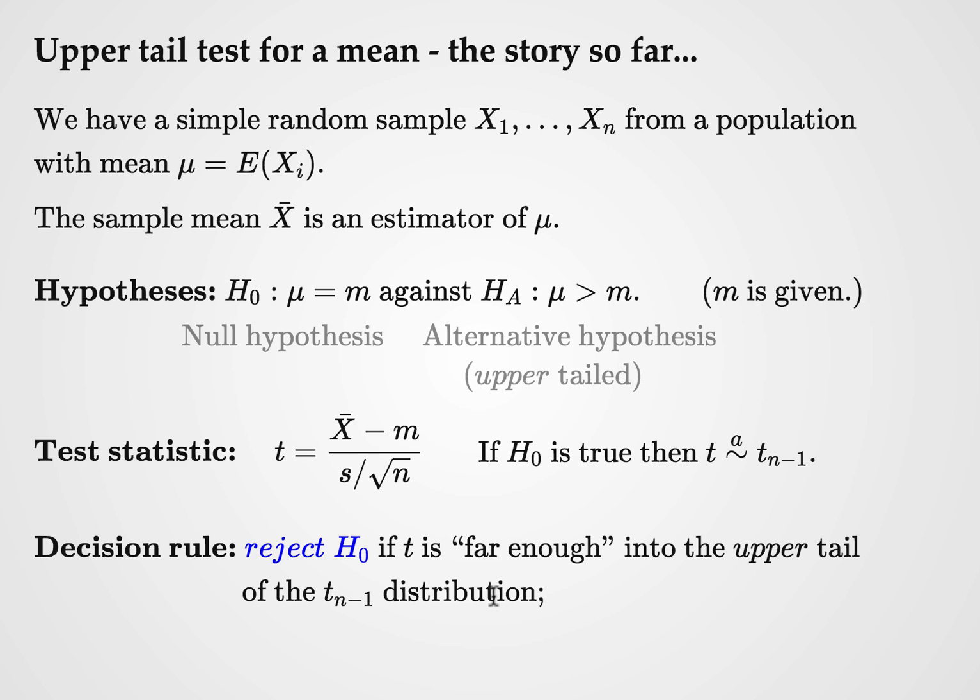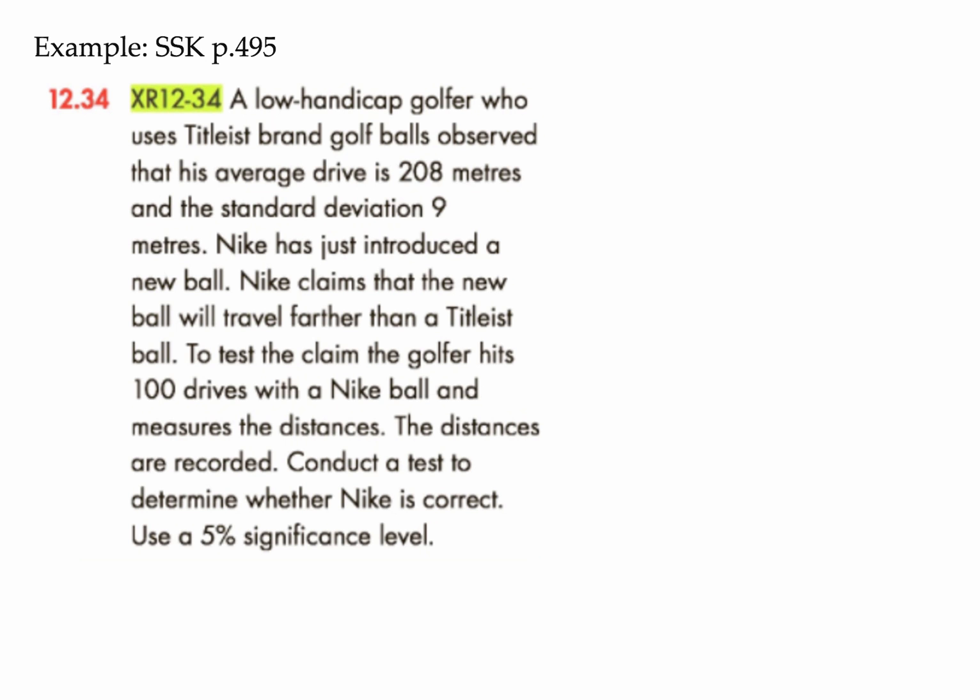And the detail of hypothesis tests is to specify what exactly this "far enough" thing really is. Okay, and we have a choice. Either we reject the null hypothesis if the t-statistic that we calculate here is far enough into the upper tail, or we do not reject the null hypothesis if that's not the case.